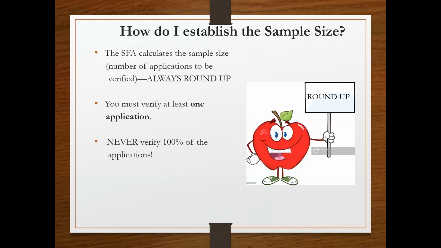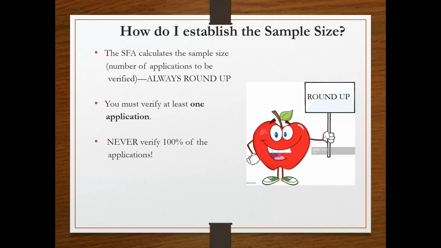That equals 93.75. We would round up to 94 applications, and that's going to be my sample size. Okay, so my sample pool was 3,125. My sample size based off of my calculation is going to be 94 applications.